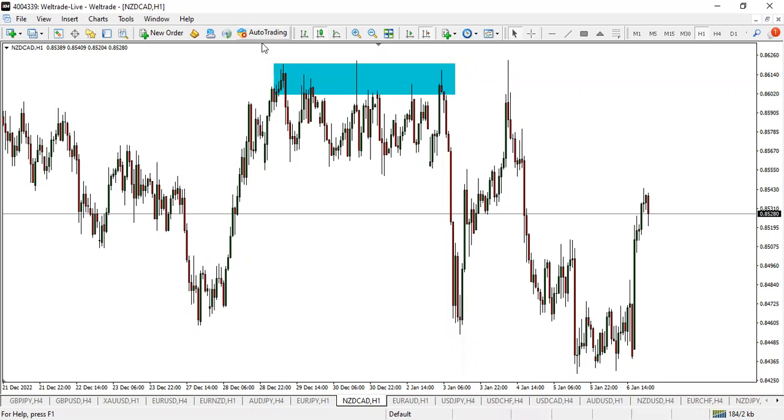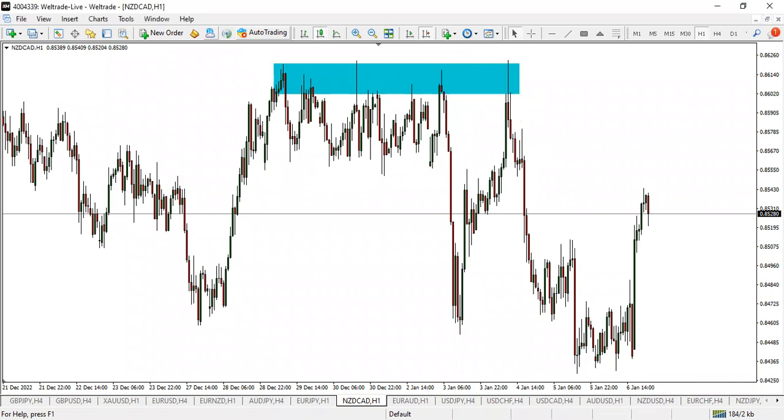We had multiple entries on NZD CAD. We have the first one here, we have the second one here. So multiple opportunities to make the same profit on NZD CAD. So this played out so well. Very good trade on NZD CAD.